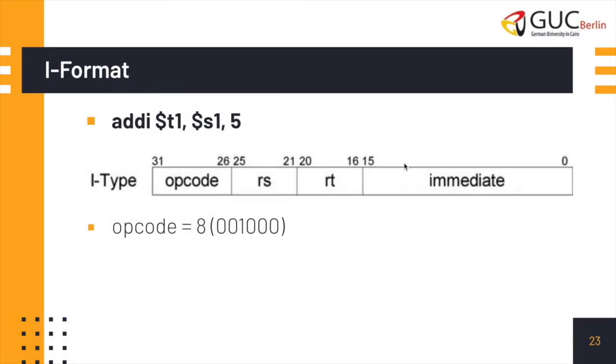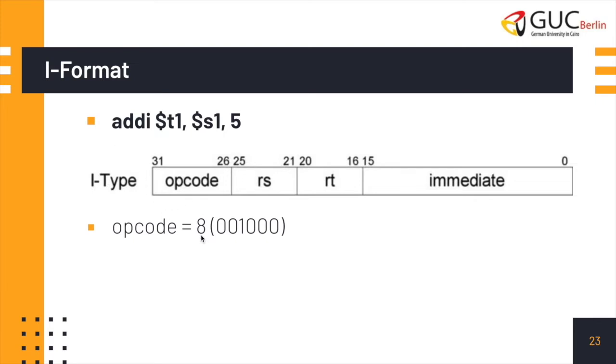So let's start. If we check the opcode for the add immediate instruction, we will find it is 8. And don't worry, in the exam you will be provided with a table of all instructions and their equivalent opcodes. So from this table, which will be given in the exam, you will know that the opcode of the add immediate instruction is 8.